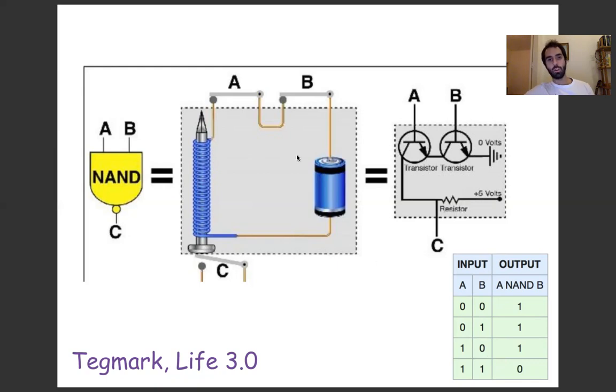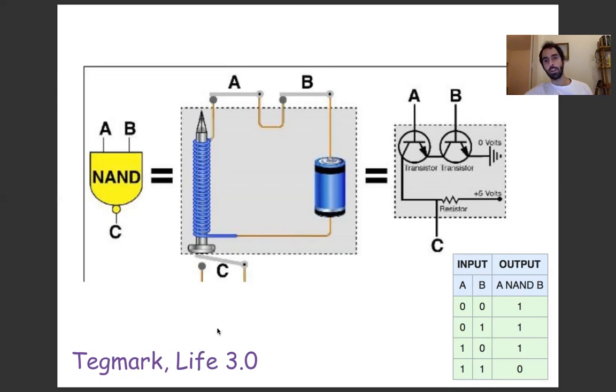Whereas if both of these are open, there's no magnetization, and this is 1. If any one of these is open, then there's no magnetization, and this is also 1. It falls down here because there's no current flowing, and then there's no magnet.